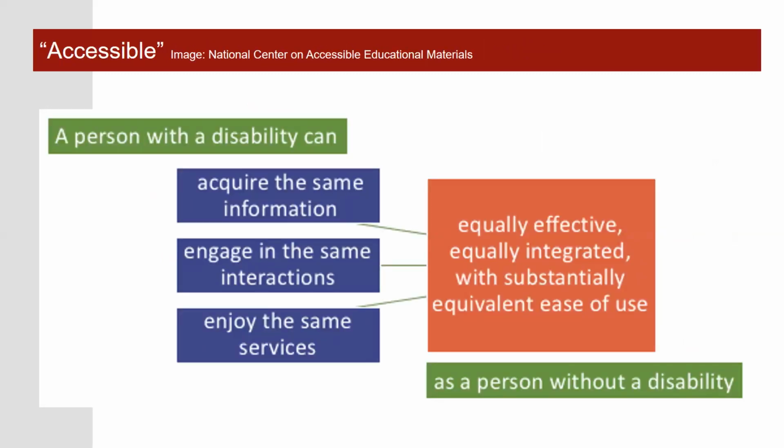So what do we mean when we say that technology must be accessible? The U.S. Department of Education Office for Civil Rights Policy Guidance defines accessible as follows. Accessible means a person with a disability can acquire the same information, engage in the same interactions, and enjoy the same services as a person without a disability in an equally effective and equally integrated manner with substantially equivalent ease of use. In other words, the person with a disability must be able to obtain the information as fully, equally, and independently as a person without a disability.